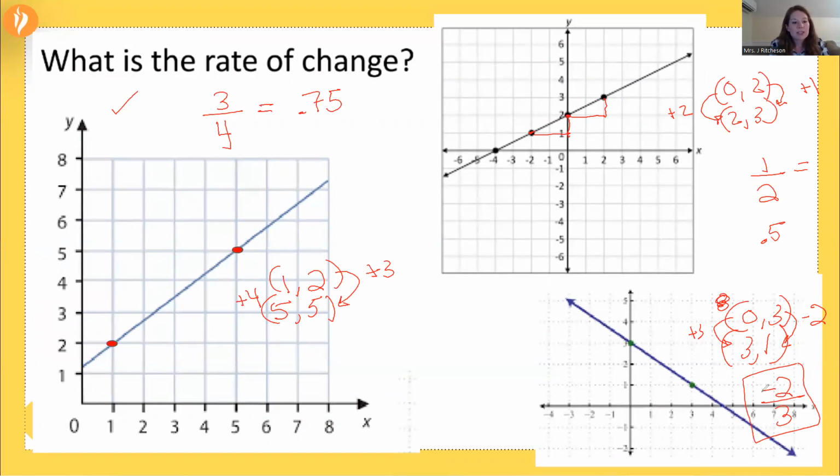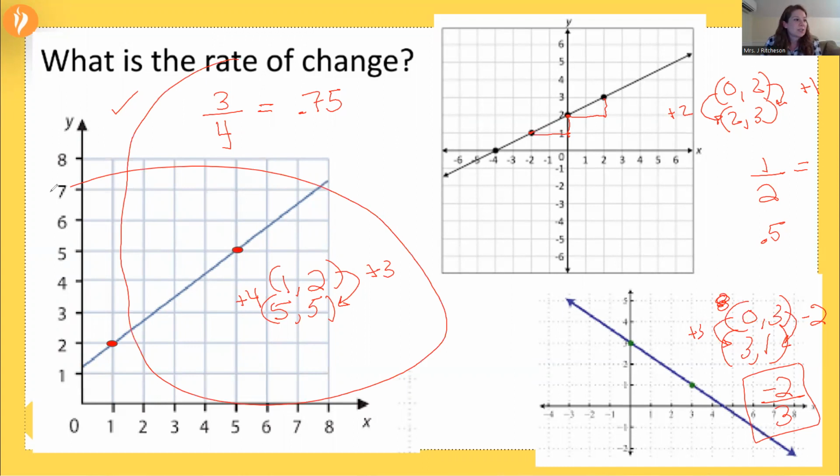So we always take the absolute value, even if it's a negative number, our rate of change you would think of as a positive number. So 0.666 is greater than 0.5, so this one has the greatest rate of change. It's the greatest rate of change.